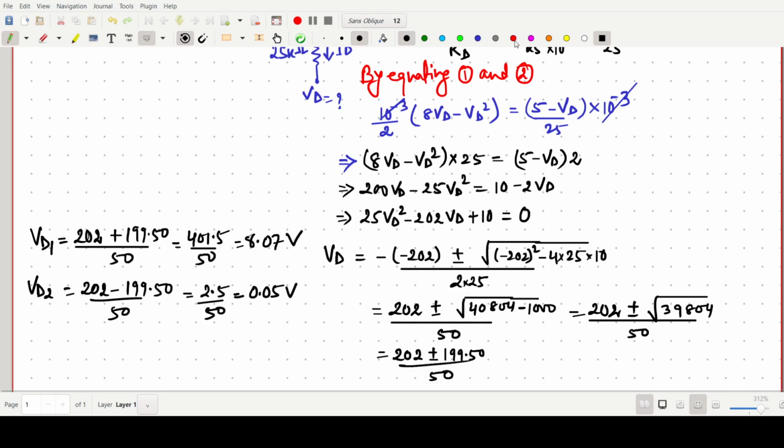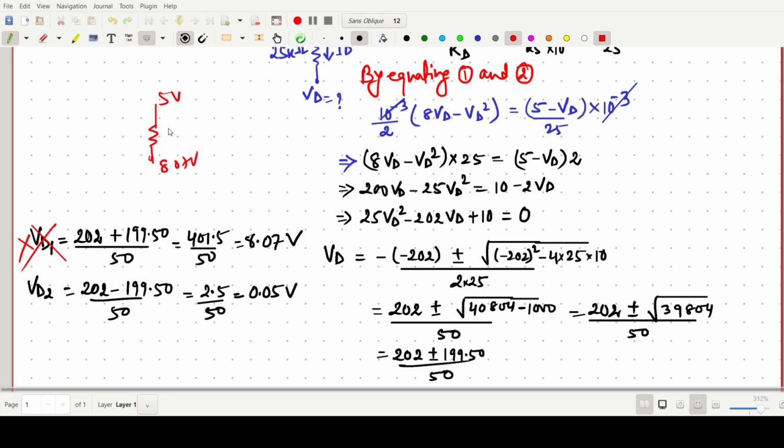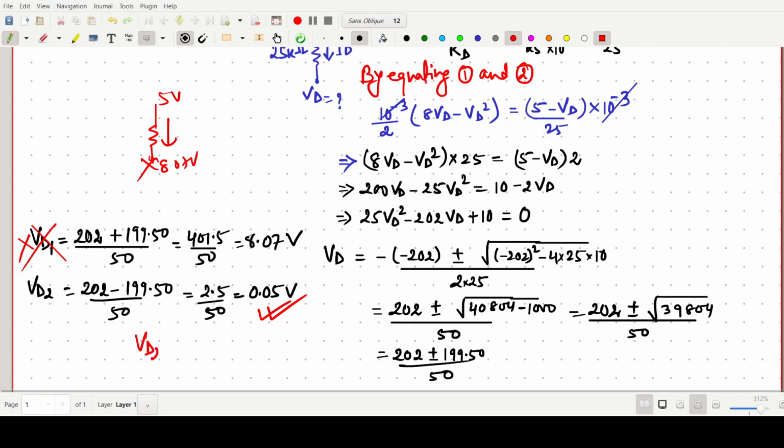Okay, but now we have to decide which one is the correct one. So VD1 will be the not correct one, because this one is 8 volt, this is our 5 volt supply, and we are getting 8.07 volt, so it cannot be possible. So the lower value will be considered for the linear operation. So the VD2 value will be our 0.05 volt.